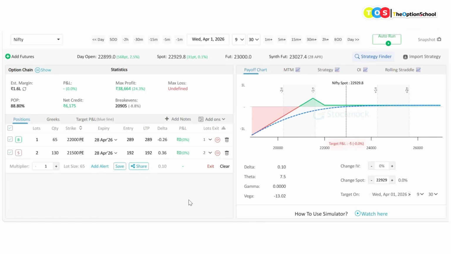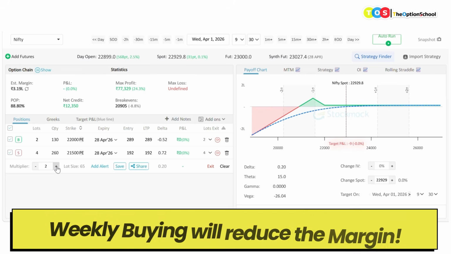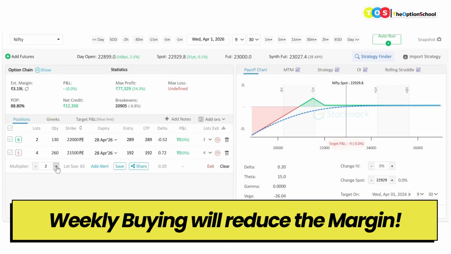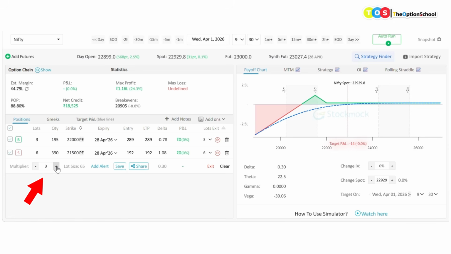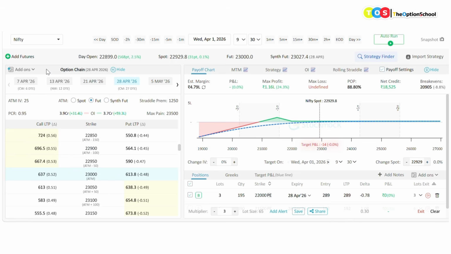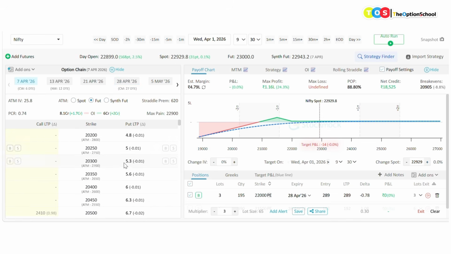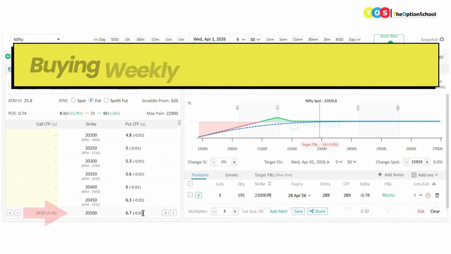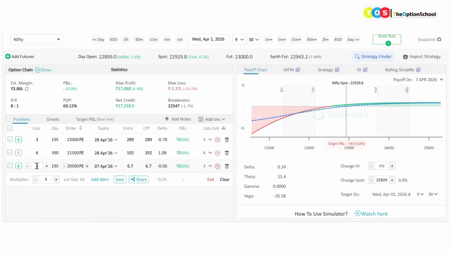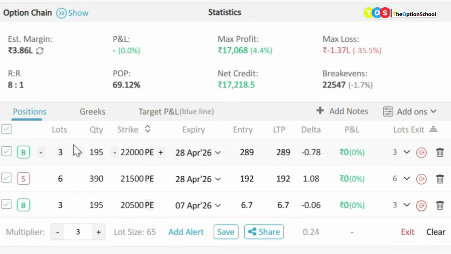And let's say I have some funds, so one trade is taking 1.6 lakh rupees. Even up, I am not doing any weekly buying. If I do weekly buying, the required margin will reduce substantially. Okay, let us say I have around 5 lakh rupees, so I will do 3 lots. So I'll show you in case you do a weekly buying. Let's say you're doing for 7th April, as far away as possible. Best possible is something like, let us say 20,500. If I buy, so I'm buying 3 because 22,000 are purchased, 6 21,500 are sold. So open are 3 only, and we have purchased 3 weekly.